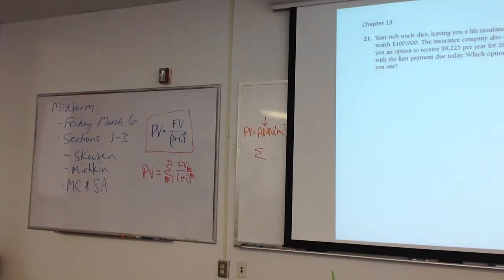Start with your first payment, 8225 divided by 1 plus i raised to the 1, plus, following that formula, payments raised to the 2, raised to the 3, and you're right, the first one would be 0. The first one we get today, so it would be year 0. That's right.